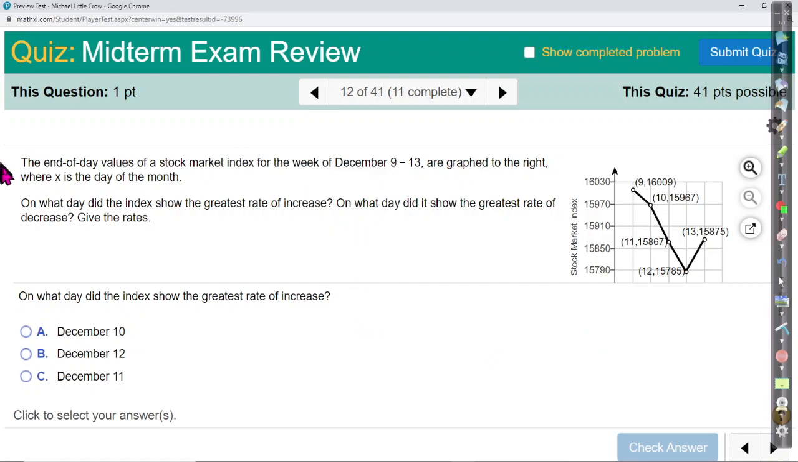And let's see, the end of day values of a stock market index for the week. This is our graph to the right, where X is the day of the week or the day of the month. On what day did the index show the greatest rate of increase? Greatest rate of increase. So it has to be going up. I don't see all the details, but it is going down, down, down, down. It's right here when it went up.